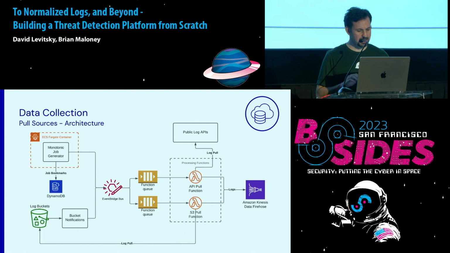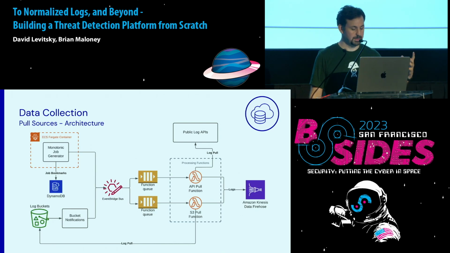So this is kind of the visual of what that looks like. As you can see on the left-hand side, we have log buckets, which generate bucket notifications into the EventBridge bus. And we have our job generator, which stores bookmarks in DynamoDB, but otherwise also generates into the same EventBridge bus. Those trigger those SQS queues, which trigger the Lambdas in turn, which pull data from either those buckets or public log APIs. And the logs, of course, are written to the Kinesis Firehose and then onto our bucket.